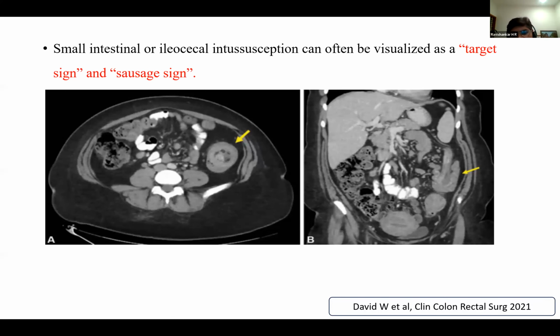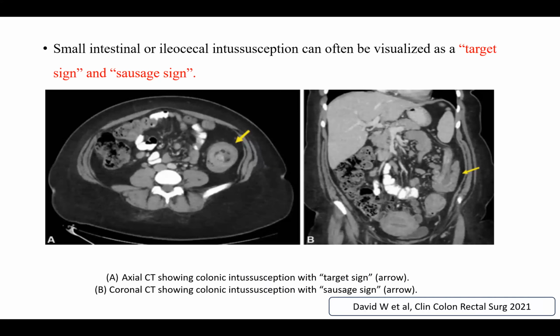Small intestinal ileocecal intussusception can be visualized as a target sign in axial and a sausage sign in coronal views. The first picture shows the target sign. Have you put that picture correctly? It is on the left side, but this picture is different. This is colonic intussusception. You're talking about ileocecal and you put something else there. That's not ileocecal.